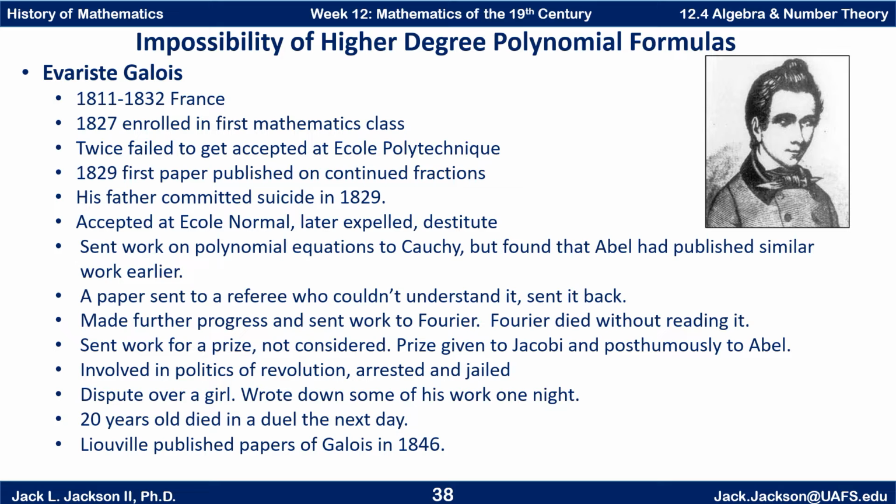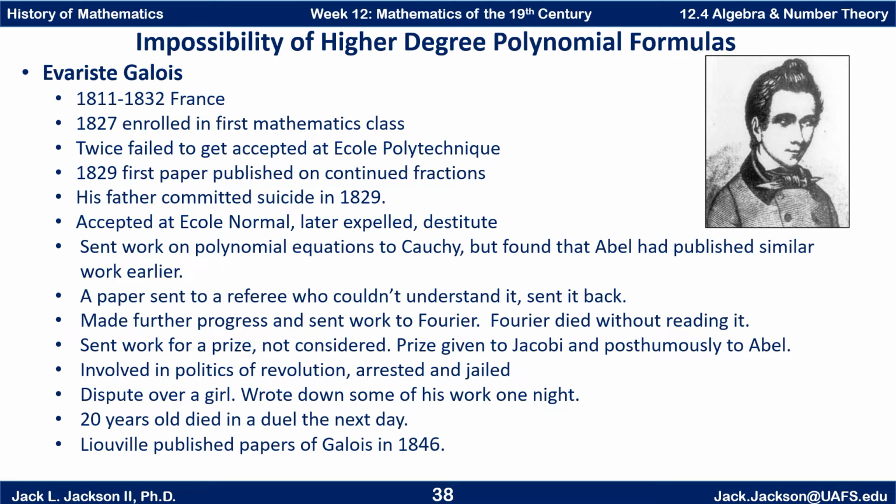It was probably just a romantic thing, but there was a fight, and there was a scheduled duel for the next day over this girl. Perhaps maybe some politics involved with this too, but the dispute over a girl mainly. And he wrote down some of his work the night before. A lot of it he'd already written down, but he ended up taking more notes and wrote it down, gave it to his friend Liouville, and he went out for the duel the next day, and was killed at the age of 20.